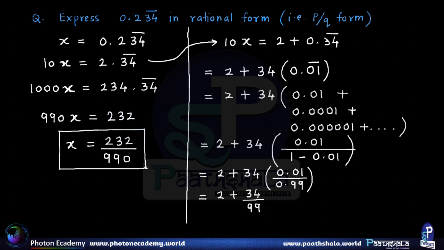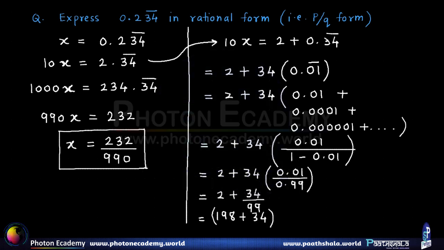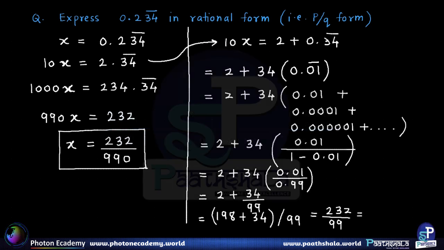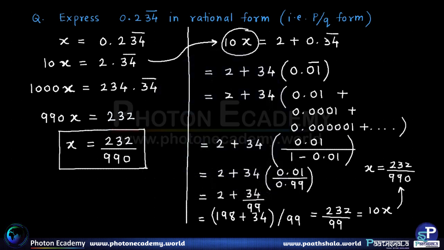Alright, so that further gives us, by cross multiplication, 198 plus 34 whole divided by 99, which is nothing but 232 upon 99. But this is equal to the left hand side, which is 10x. So therefore finally, bringing 10 from right to left, we have x equal to 232 upon 990. So this is the same answer as we got from the first process also.